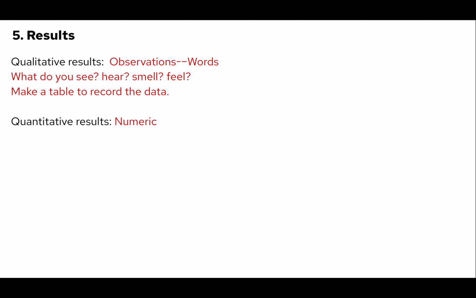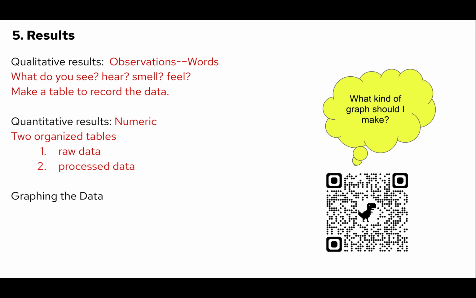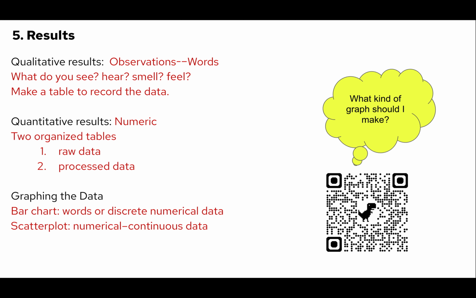For your quantitative results, instead of words, this is numeric or numbers. You're going to have two organized tables. One is the raw data, and the second one is the process data. Then you're going to graph the data. Now, if you're not sure what kind of graph you need to make with the data that you have, you can use that QR code to watch a video that I made that'll show you how to figure out which graph to use with which data. If it's a bar chart, it's going to be words or discrete numerical data. If it's a scatter plot, it's going to be numerical, and usually it's continuous data.